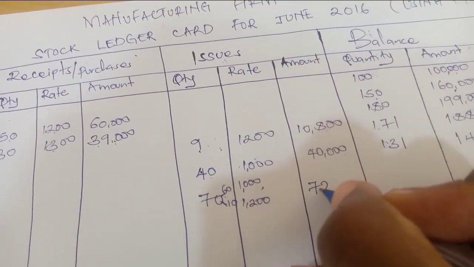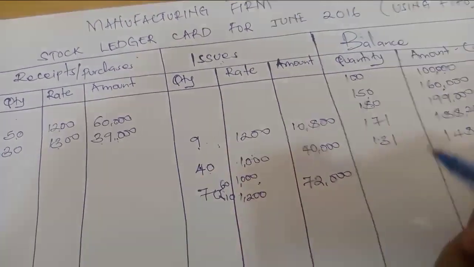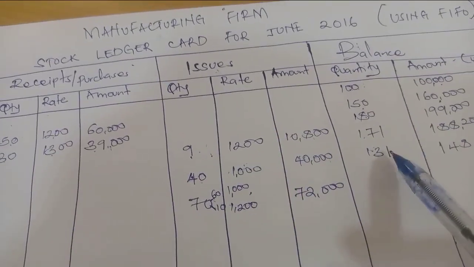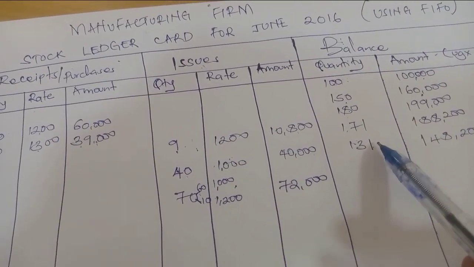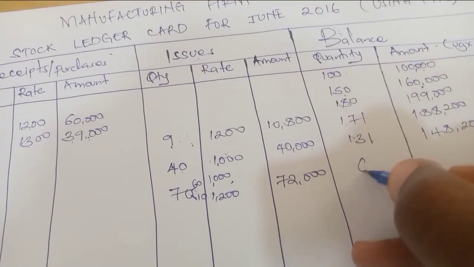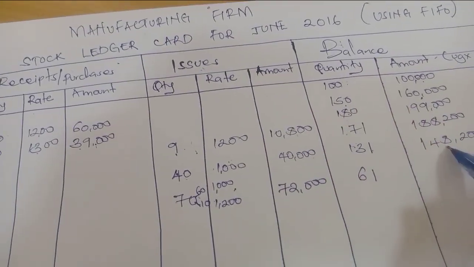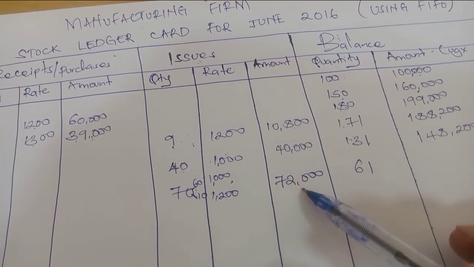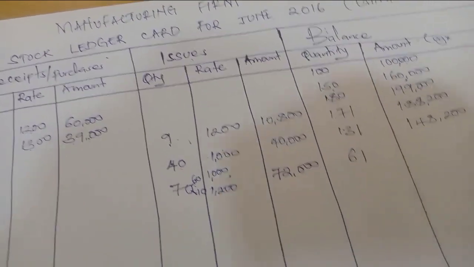like that. Then for the balance, the quantity will be this minus this, which is 61. Then the amount is going to be this minus this, which is 76,200.